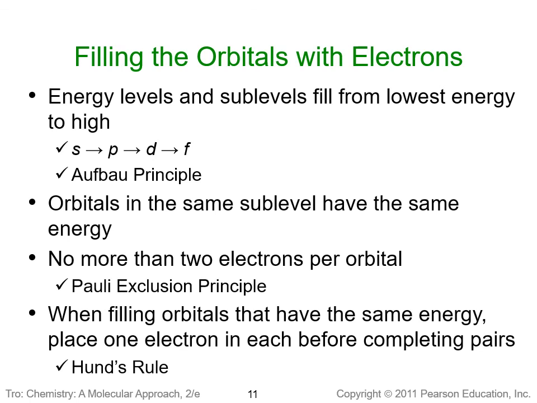And then we have Hund's rule. Hund's rule says that when we're filling orbitals that have the same energy, we have to put 1 into each orbital before we start pairing them up. And this makes sense if you think about it, because our electrons are negatively charged and they are going to repel each other. So they're going to prefer to be in different orbitals before we begin pairing them.